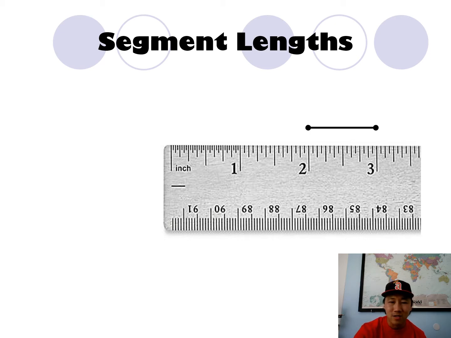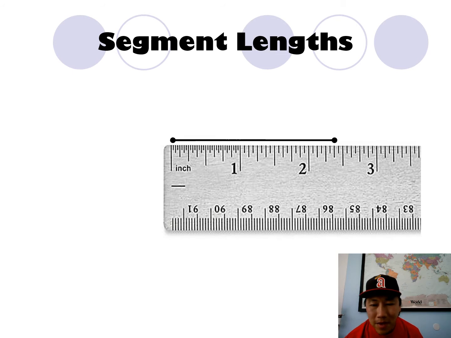But this next one's going to be the tricky one. There it is. It goes from 0 inches to past 2 inches, but not past 3 inches. So it's somewhere in between 2 and 3. So obviously it's 2 point something. And so what we have to do is figure out what notch that one is.